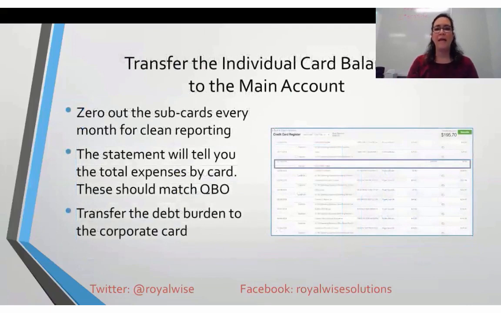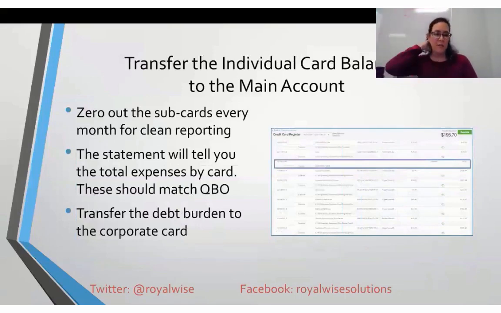Now, the one thing that you do have to do, and this is like skiing on the black diamonds, it's kind of weird to think about, but if you don't do this next step, all of the cards are just going to keep accumulating and keep accumulating. Every charge ever made by that employee is just going to raise the dollar amount higher and higher and higher. And so it's a good idea to zero out the subcards every month so that you can see exactly what they spent on a month-by-month basis.